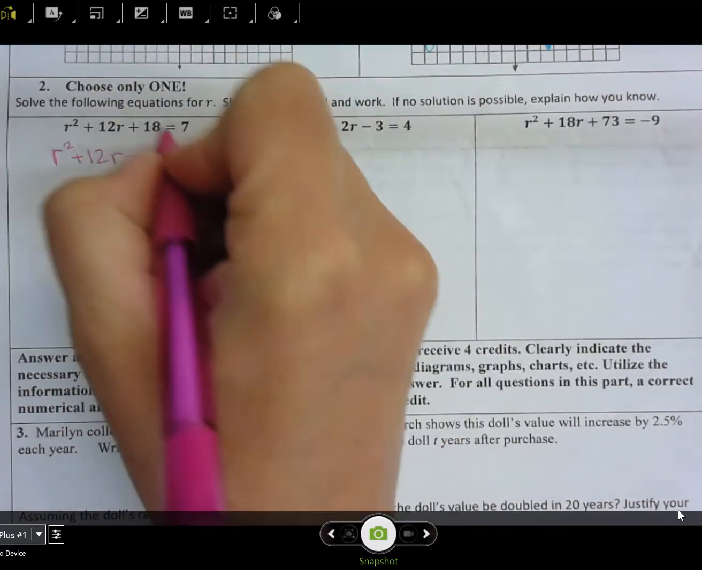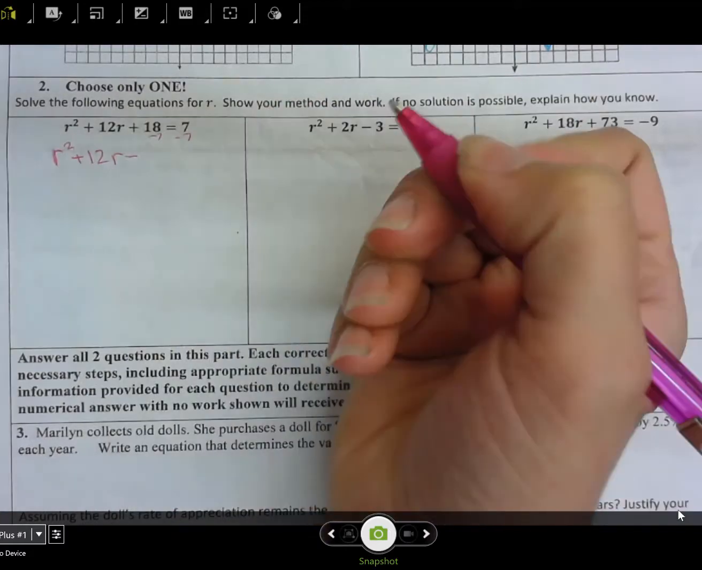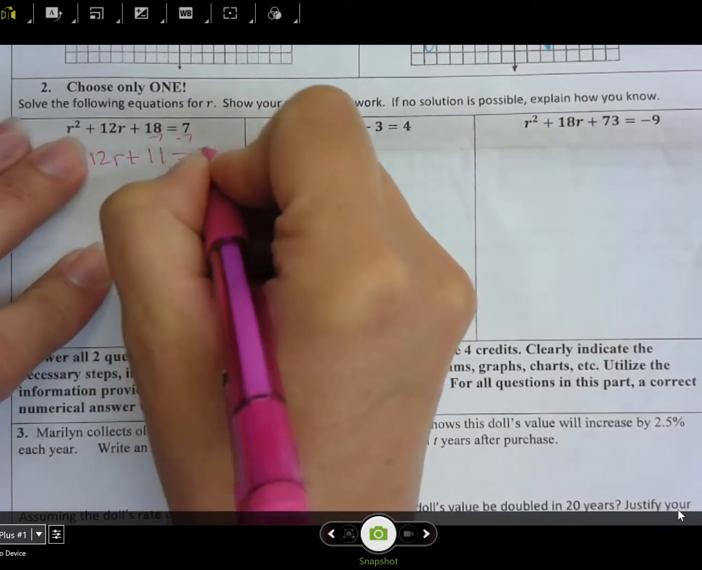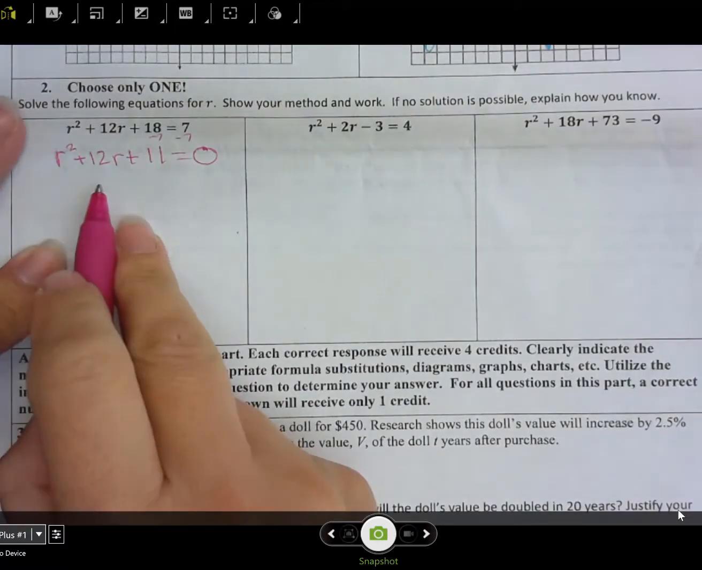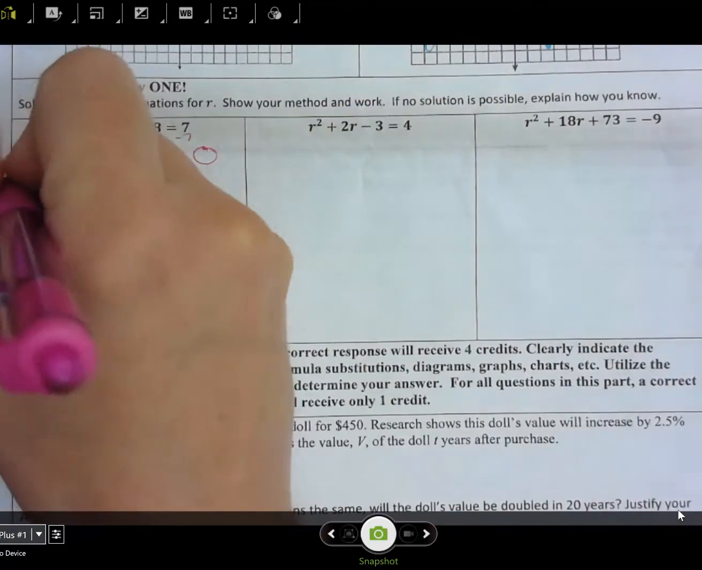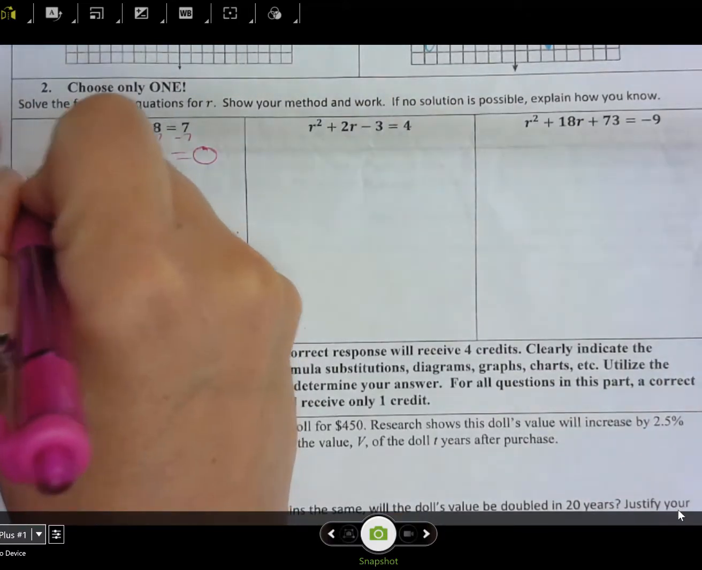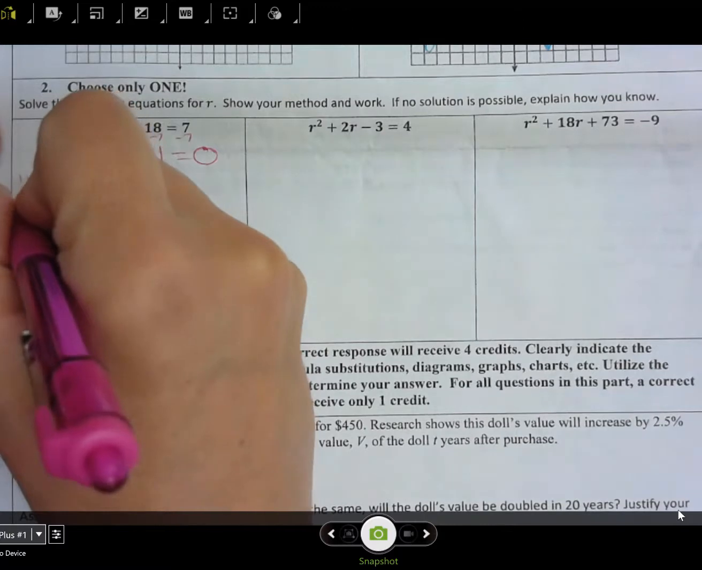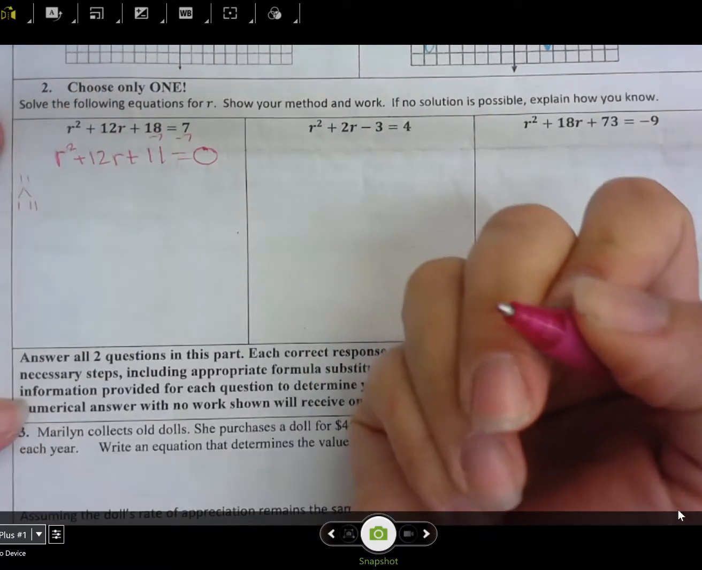So I'm going to subtract 7 from both sides of the equation. 18 minus 7 is 11. So my new equation is r squared plus 12r plus 11 equals 0. Now, what we need to do is list the factors of 11 that will add together to give me 12. Well, the nice thing about this one is that 11 is prime, so its only factors are 1 and 11.